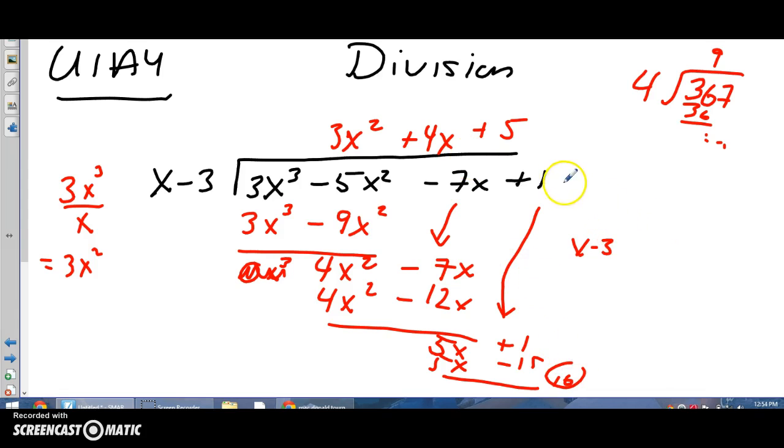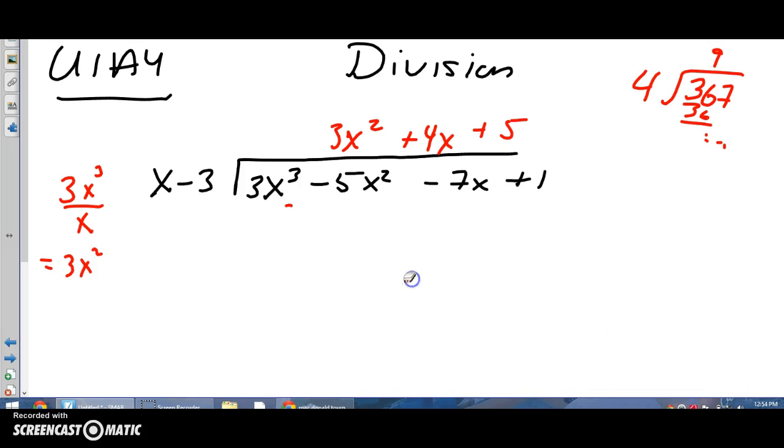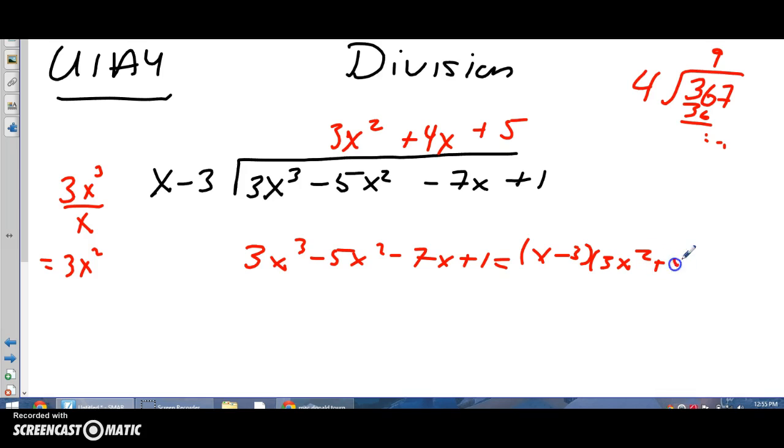So another way to write that, if I just want to show what this is all worth, is that 3x cubed minus 5x squared minus 7x plus 1 is equal to x minus 3, which is the factor that I did divide by here, times 3x squared plus 4x plus 5, and my remainder was 16 if you remember, so plus 16.